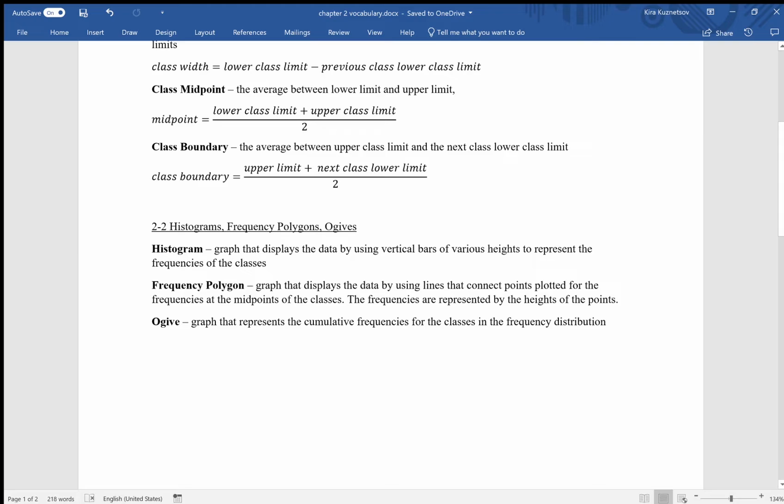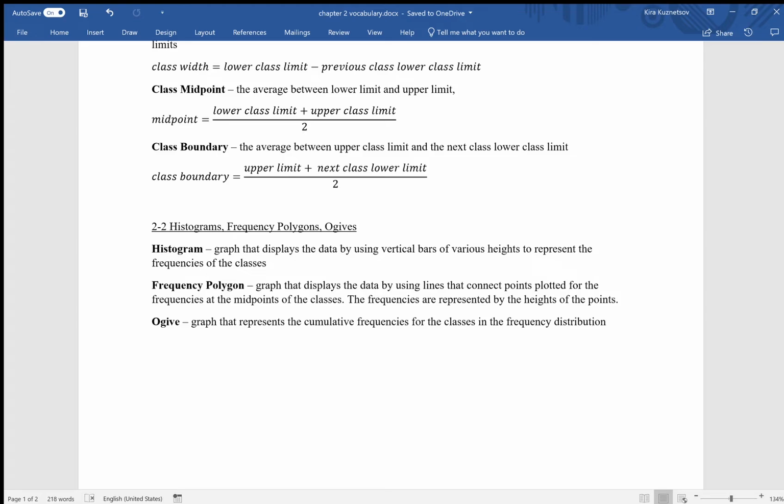Now, 2-2 has three graphs that we're going to be doing. All of those are examples in the videos to follow. A histogram displays the graphs in vertical bars that uses height as the frequency of the classes. The frequency polygon, it's the same data from the histogram, except we use the midpoints on the x-axis.